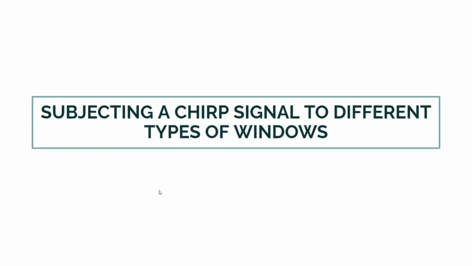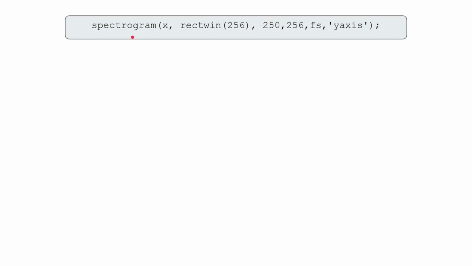Previously we have learned the concept of spectrogram. Now we will see the changes we can make to get a clearer spectrogram. For this we will be subjecting our chirp signal to different types of windows of different lengths. Before going further, let us first understand the MATLAB function spectrogram.